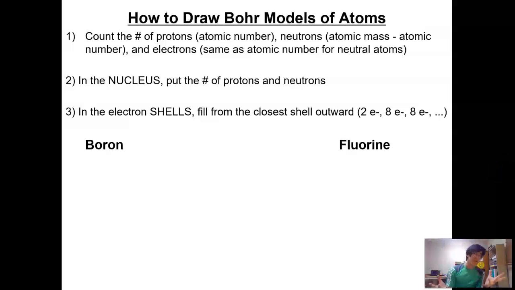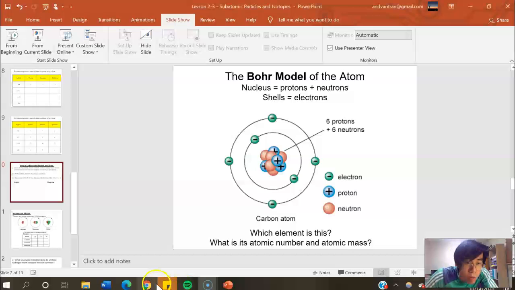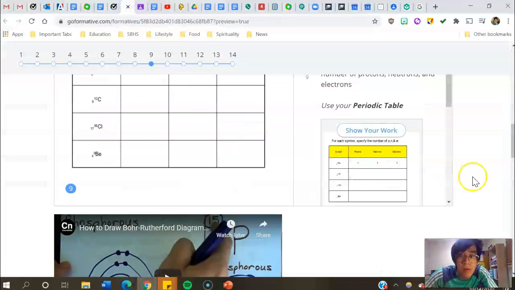Alrighty, so now you're going to put all your information about how to count the number of protons, neutrons, and electrons into actually creating a model for what an atom looks like. Okay, so I'm going to transfer from the slides and write on the Go Formative so that you guys can know how to use the tools when you do it on your own. So let's go to our Go Formative.